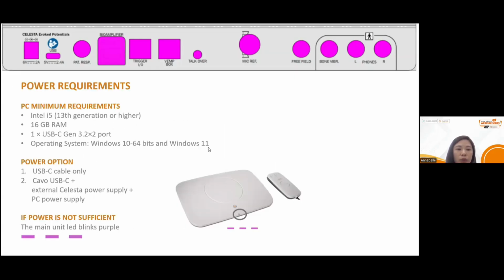Okay, and the requirements of the power and then the PC, I'm not talking about this in detail. I just want to tell you that in this part we got the light, and this one is not a decoration. When it goes purple, it means the power is not stable and not sufficient for testing accurately. Okay.